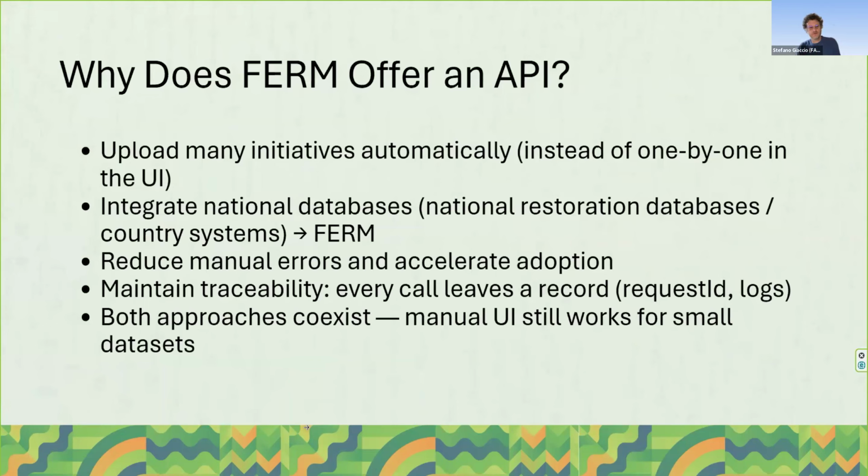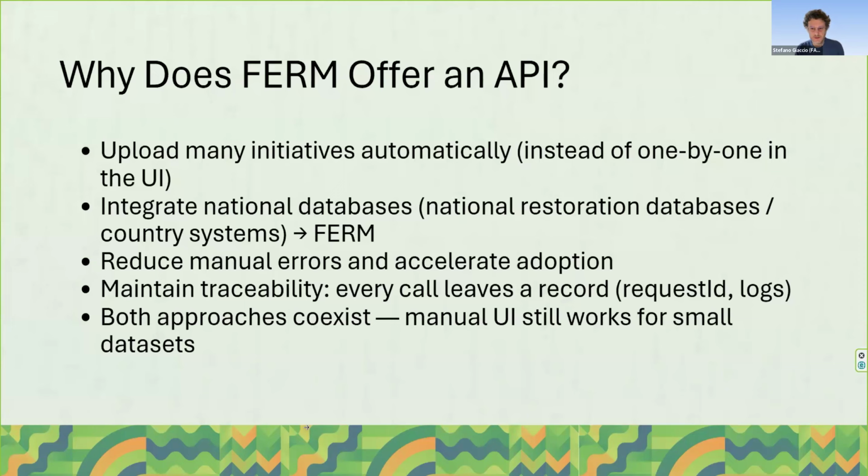So now that we covered in general what an API is, let's see why FERM offers one. It's mainly to support scale and integration. This is because the web interface that Gregory showed earlier works very well for a small number of initiatives. I would say up to 10, 12 projects that can be entered manually. But many countries already have a restoration database with dozens or hundreds of initiatives. And in that case, the web interface is not a proper way to handle this data, because it would be very slow and prone to manual errors.